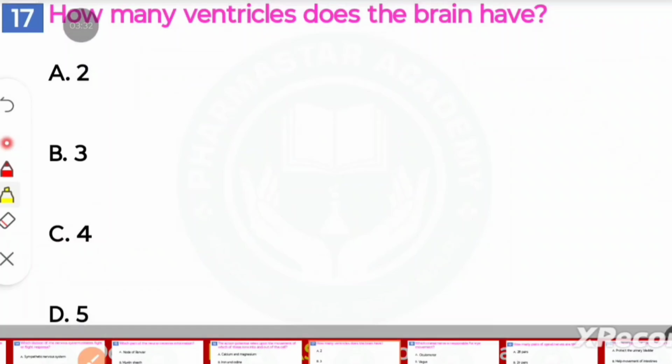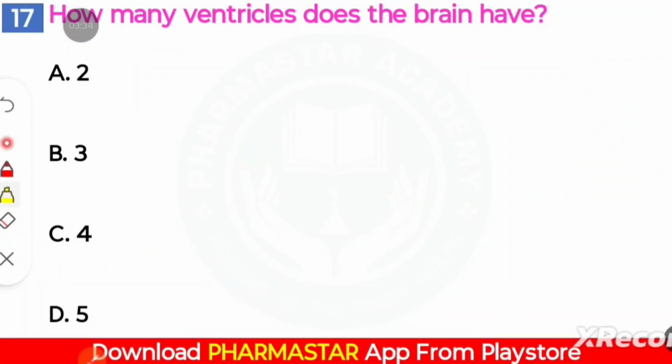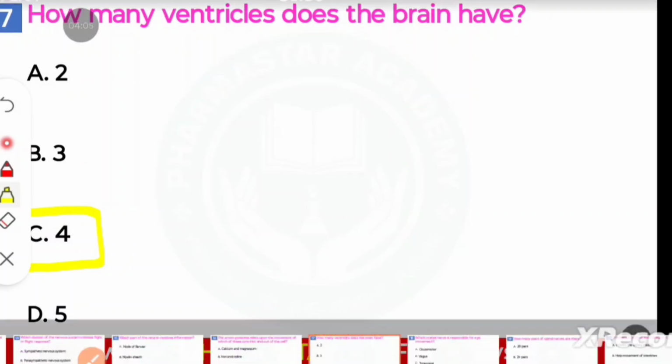Next question. How many ventricles does the brain have? The options: A. 2, B. 3, C. 4, D. 5. The correct answer is option C, 4. The human brain contains a communicating network of 4 fluid-filled cavities known as ventricles. These ventricles are responsible for the production, circulation and reabsorption of cerebrospinal fluid, which cushions the brain and facilitates nutrient transport.